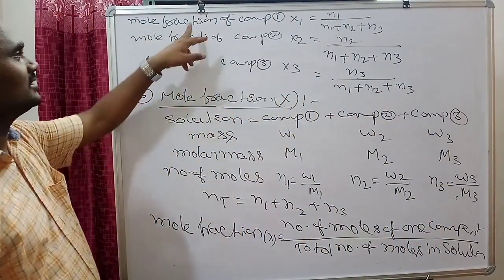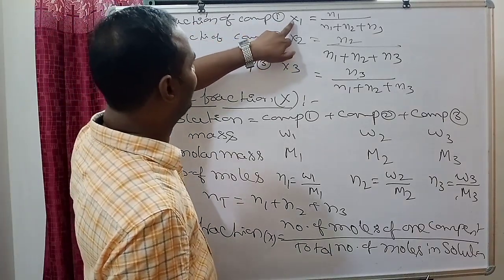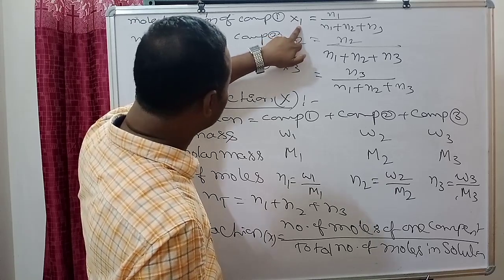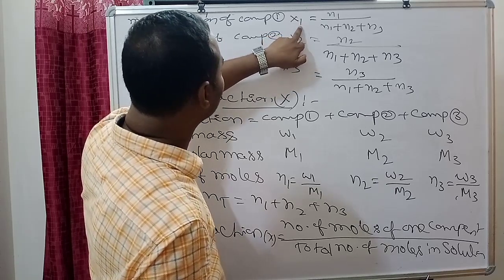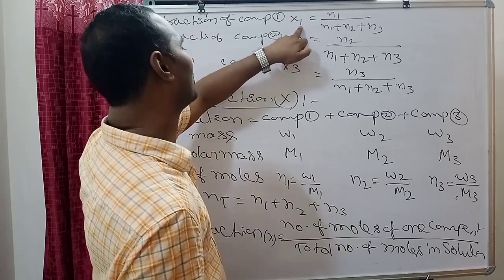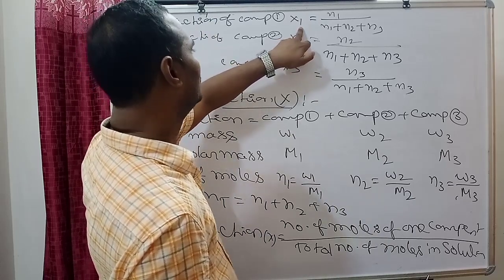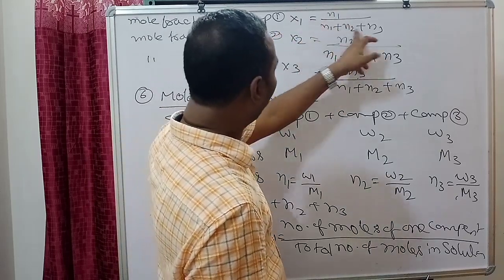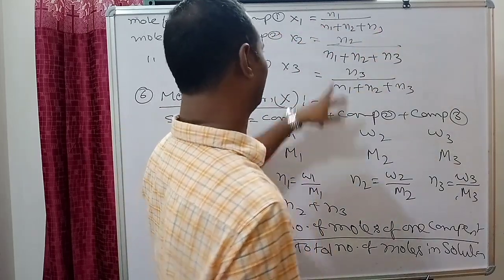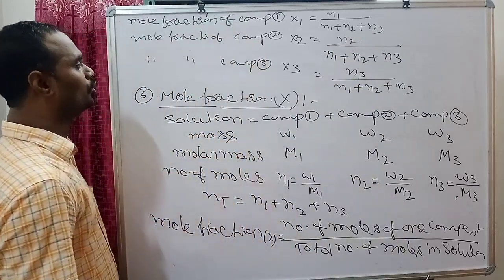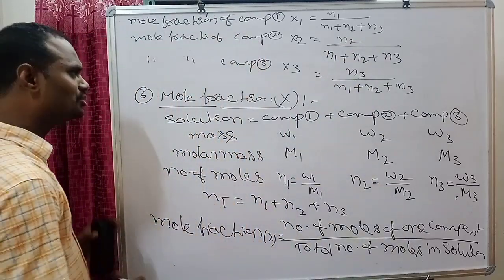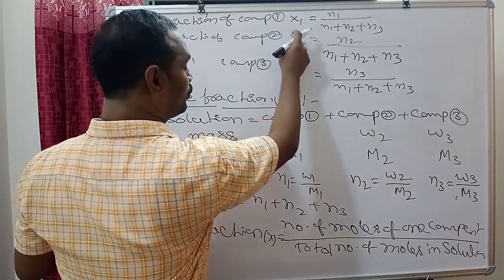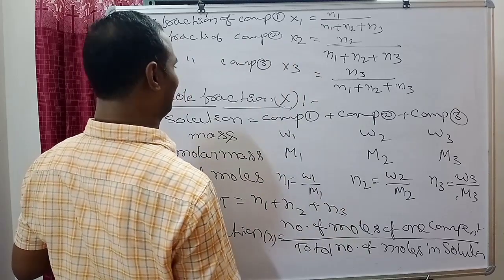Here X is mole fraction, and the right side subscript indicates the mole fraction of which component. That number or symbol we have to write. Is it clear? For whichever mole fraction we calculate, the number of moles of that component goes in the numerator and the total number of moles in the denominator. In this solution, 3 components are there, and their mole fractions are calculated like this.